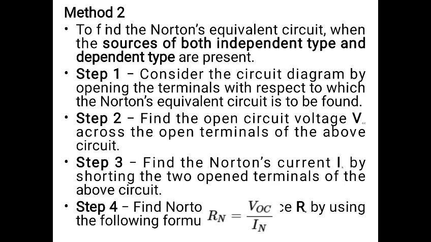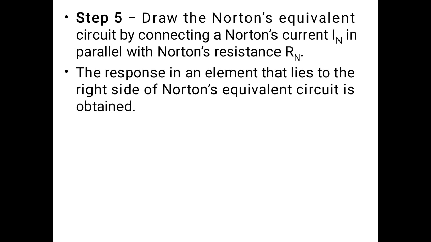Step 4. Then find Norton's resistance R by using the formula open circuit voltage divided by Norton's current. Step 5. Draw the Norton's equivalent circuit by connecting a Norton's current I in parallel with the Norton's resistance. Step 6. The response in an element that lies to the right side of the Norton's equivalent circuit is obtained.